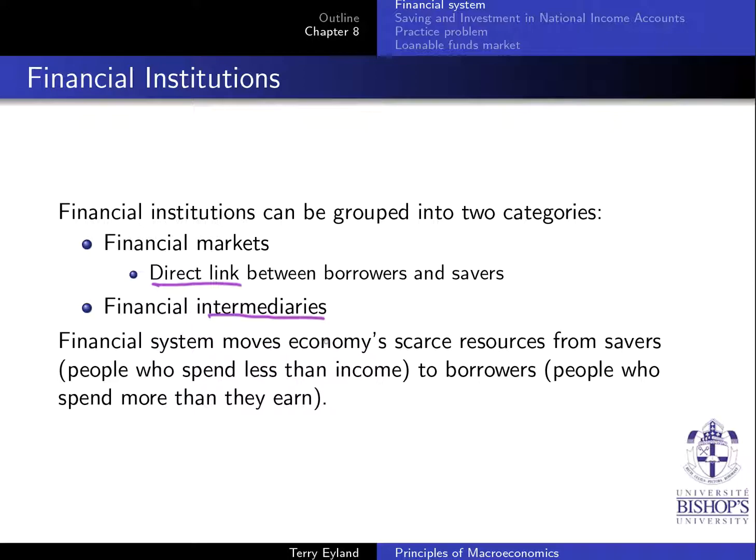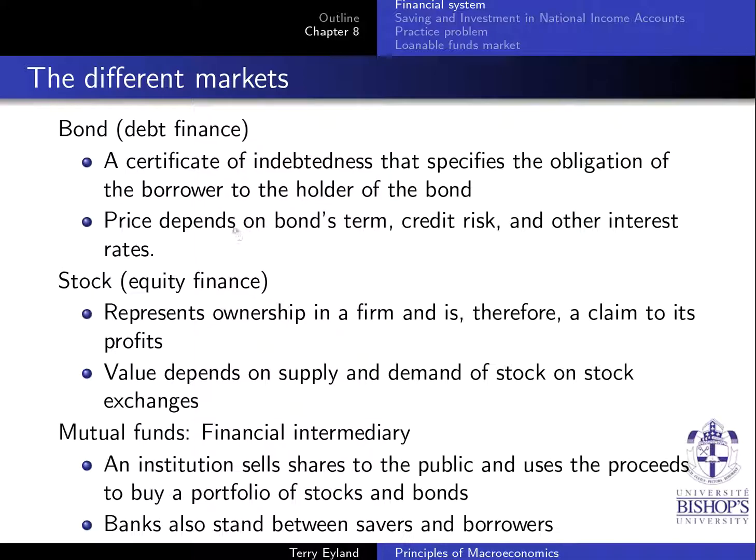So we're trying to move scarce resources, which is the money, from savers to borrowers. So we have people in society that borrow, we have people in society that save. So what are the main markets out there? Well, there's the bond market, the stock market, and the mutual fund market, other than just borrowing and lending.